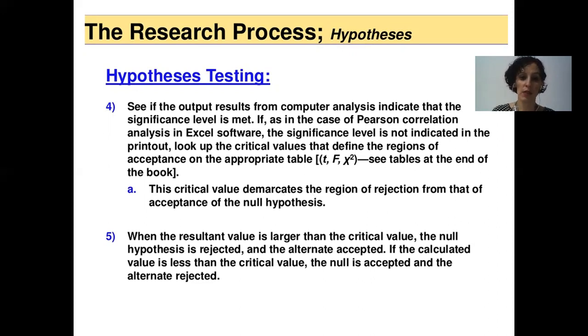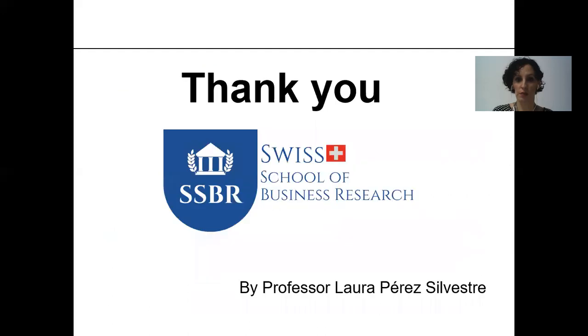And step 5 is if the resultant value is larger than the critical value, the null hypothesis is rejected and the alternate is accepted. But if the opposite happens, then the null is accepted and the alternate is rejected.